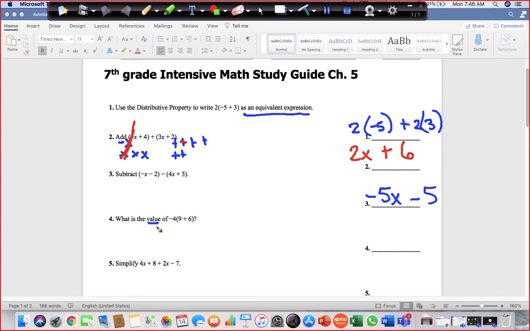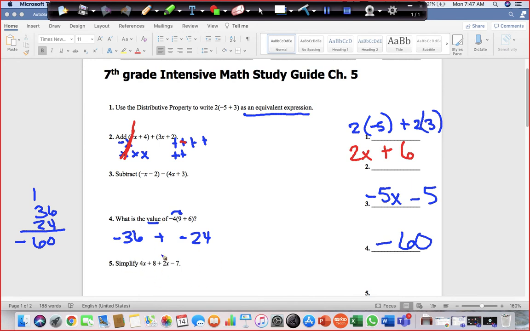Okay, what is the value? Anytime it says value, we want to know the final answer. So -4 times 9 is -36. And -4 times 6 is -24. And when we add 2 positives together, or 2 negatives together, we're going to actually add them together. And our answer is going to be negative, so it would be -60.